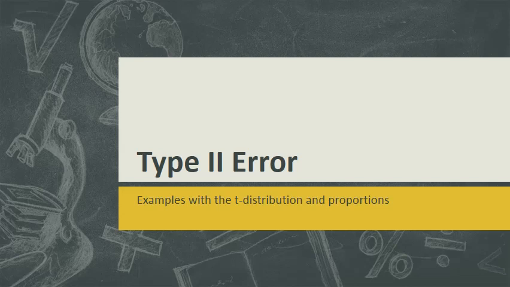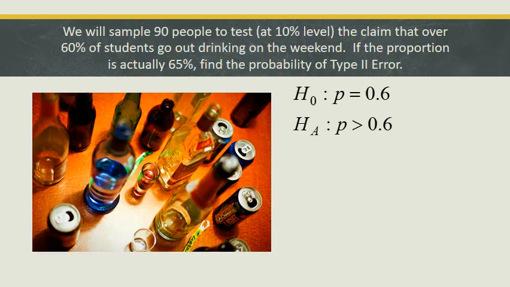Okay, in this video, we'll continue doing type 2 error problems, but this time we'll be talking about proportions, which always use the z-distribution, and distributions for which we do not know the population SD, meaning we need a t-distribution. Once again, the questions will all have a what-if statement, and that is our clue that it's a type 2 error question.